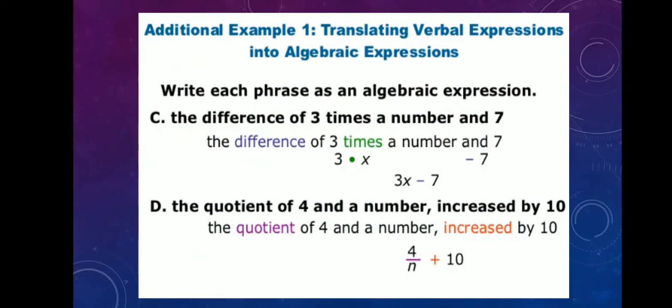There are a few more examples, like the difference of 3 times the number and 7. 3 times the number means 3x and 7 means 7 only. The difference between the two means 3x minus 7. The quotient of 4 and a number increased by 10. Quotient of 4 and a number means 4 divided by n, as we have discussed in the last slide. Increased by 10 means plus 10.